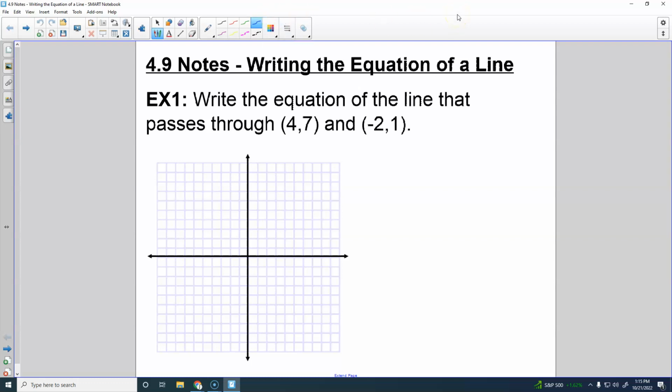Okay, so the questions that we're going to see today are going to ask us to write the equation of a line that passes through, and it's going to give us 2 points. In this case, 4, 7, and negative 2, 1. We're going to do this. I also want us to do this algebraically, but I want us to see as we're starting how it relates to the graph. So if I've got 4, 7, that's right here, and then negative 2, 1 is right here, and I'm going to draw a line through those points.